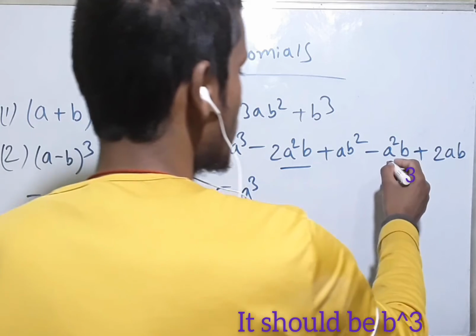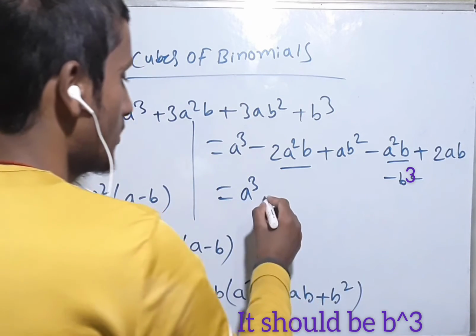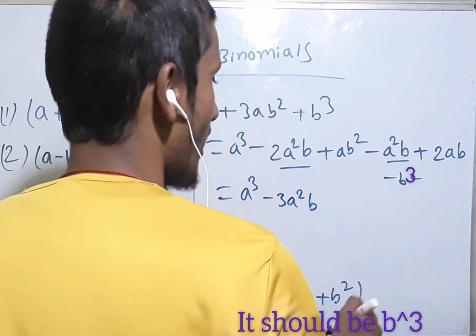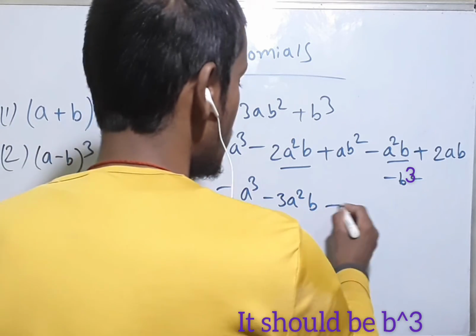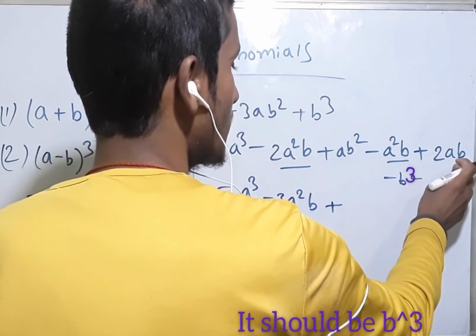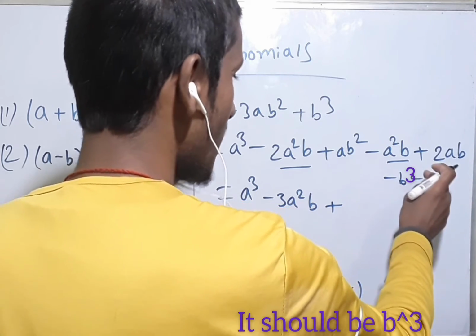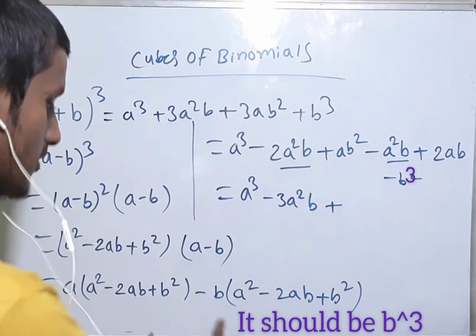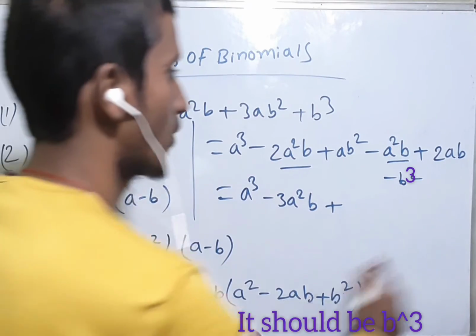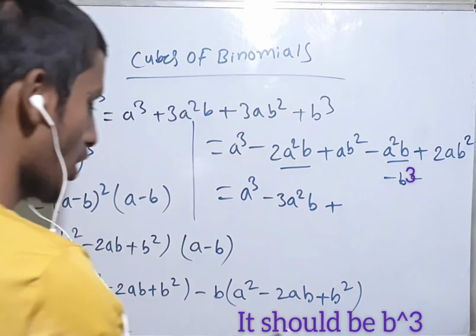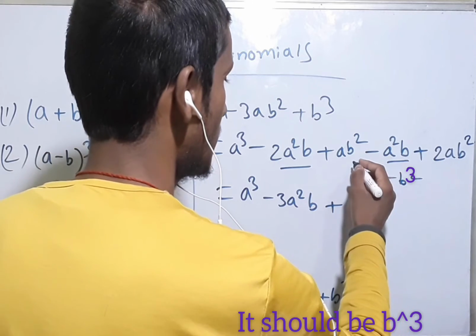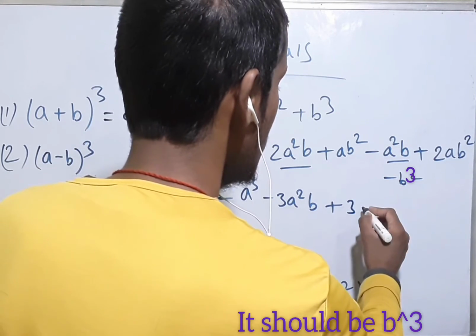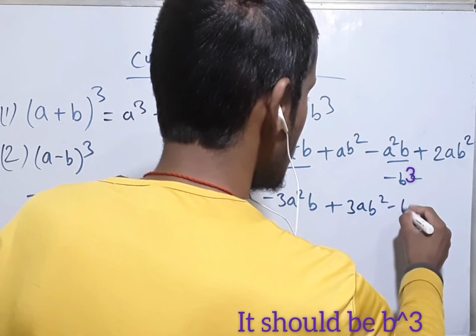Another like term is here, which is this one. This will be minus 3a squared b. These two, if you simplify those, plus ab squared and another ab squared. Let me see. This is actually 2ab squared. I was mistakenly wrong. So ab squared, this would be 3ab squared minus b cubed.